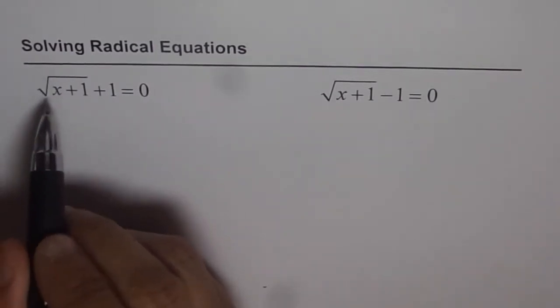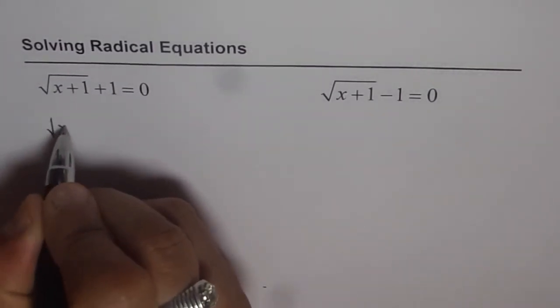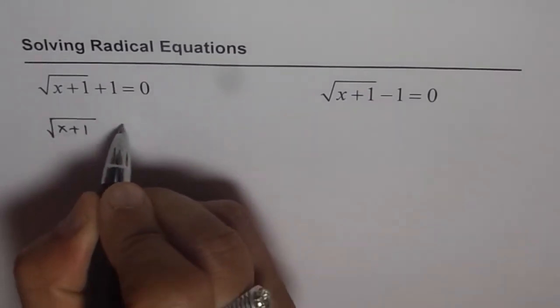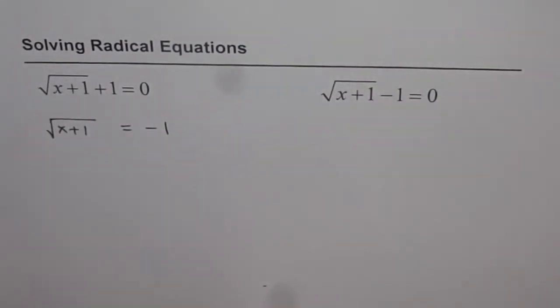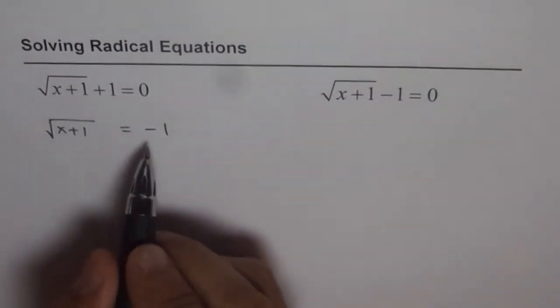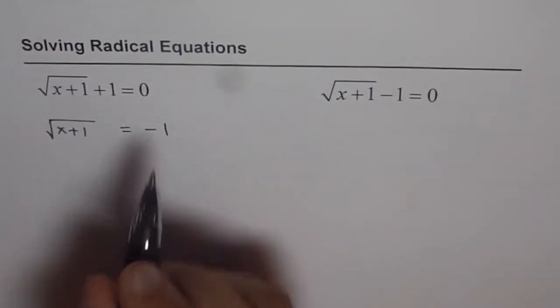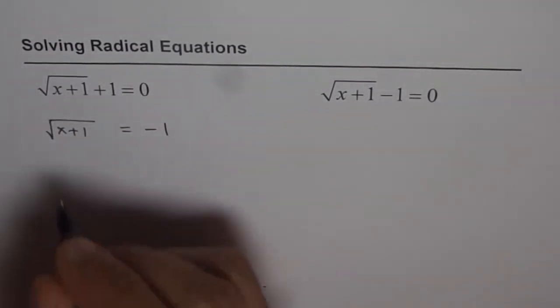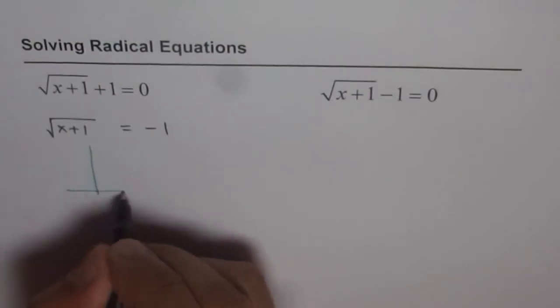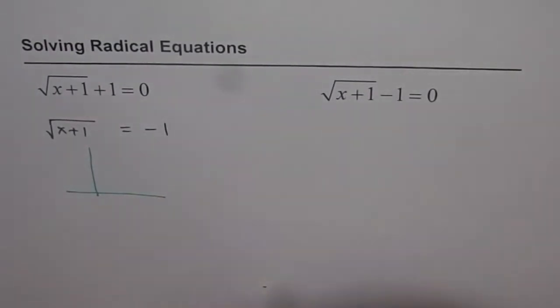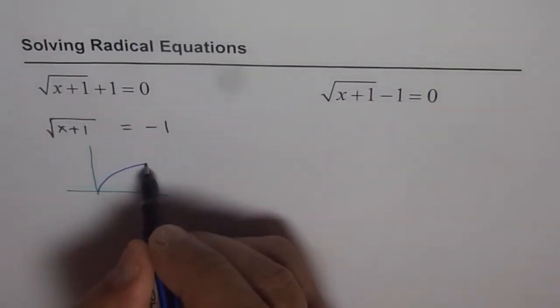Let's isolate the radical part. So we get square root of x plus 1 equals to negative 1. Now, can square root be negative? Never. It is always positive, right? I hope you remember the graph of square root, right? So square root graph is always positive, right? Square root of x is positive.